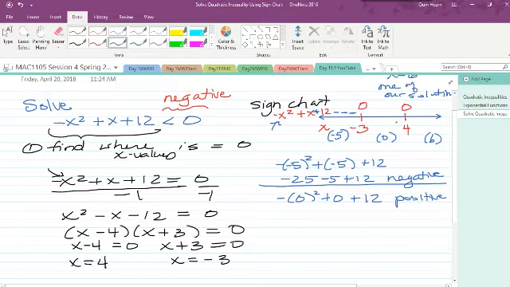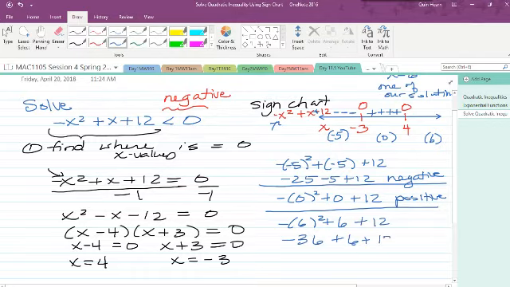So we know everywhere in between -3 and 4, we're going to get a positive no matter what number we plug in. And then to the right of 4, if I plug in 6, we've actually already done this once, right? Negative 6 squared plus 6 plus 12. We're going to get -36 plus 6 plus 12, which is going to be negative. So we know that we're going to have all negatives for any numbers past 4.